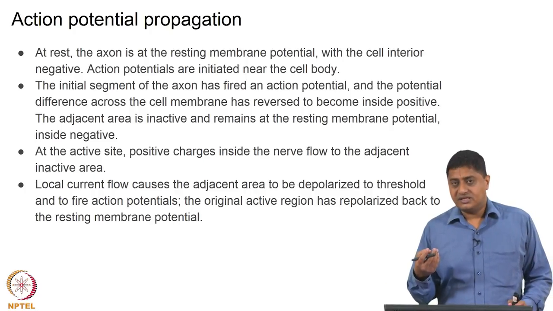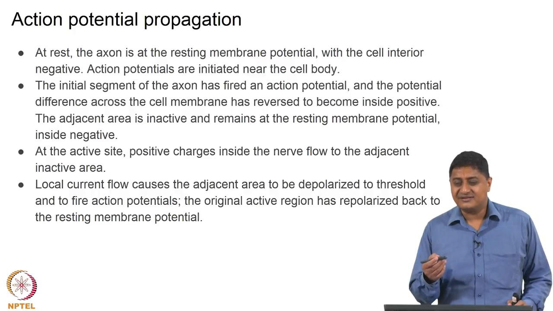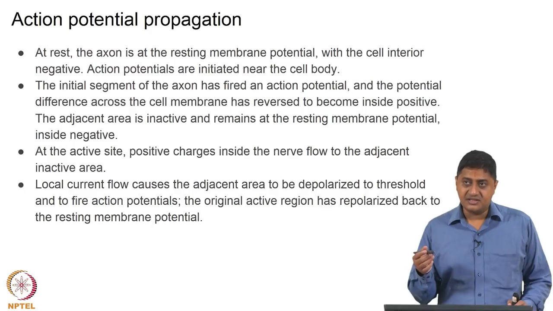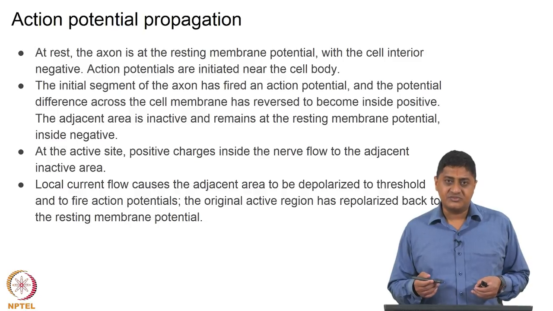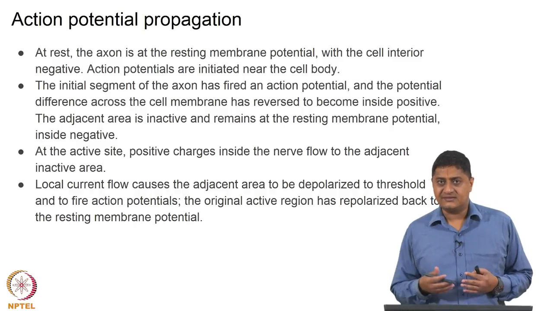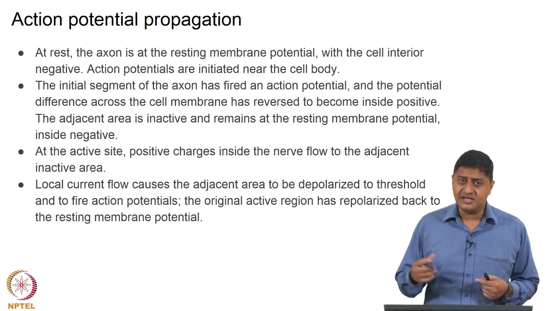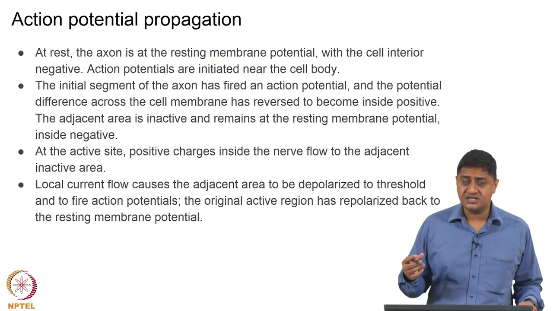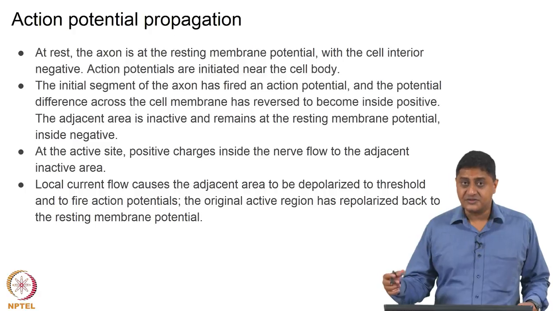Whenever the initial segment of the axon fires an action potential, then this potential has the ability to cause action potential in neighboring regions, because it turns out that the amount of sodium that enters through the voltage gated sodium channel diffuses through the intracellular fluid, causing the nearby areas to become depolarized. When this depolarization crosses the threshold, it will cause the neighboring voltage gated sodium channels to open. This is the mechanism which we will also detail in the next slide.